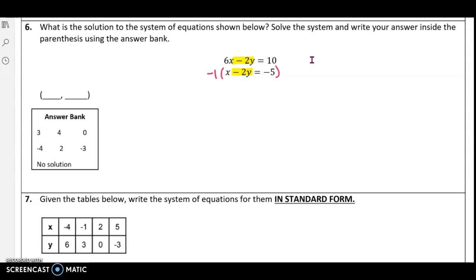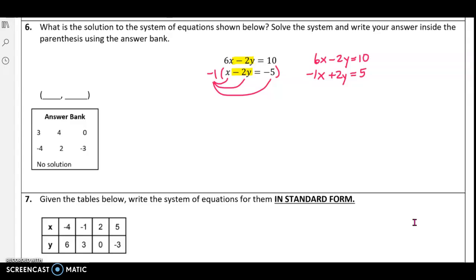The first one will stay the same, so I'm going to go ahead and write that out. 6x minus 2y equals 10. And then the second one will be multiplied by -1. So -1 times x is -1x. -1 times -2y is +2y. And -1 times -5 is +5, because a negative times a negative is a positive.